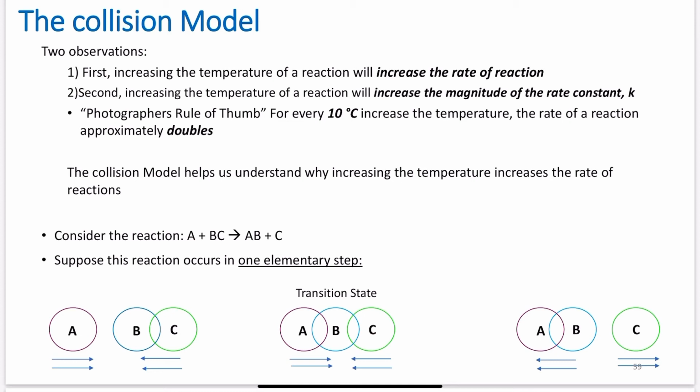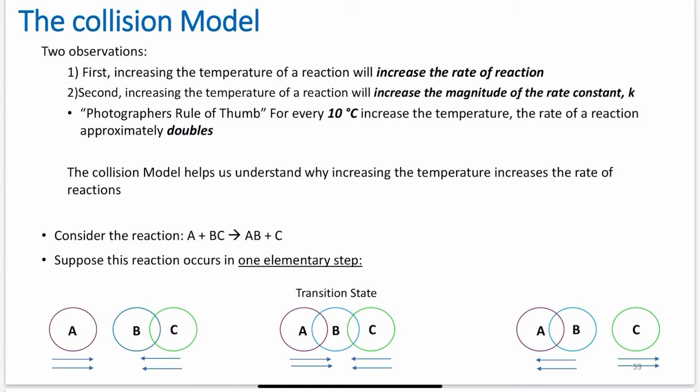A is its own individual molecule, and BC is a compound together. They come together, they react, they form AB, and then C is left off on its own. Suppose this reaction occurred in one elementary step. What would happen is particle A would come in, collide with particle BC, and undergo a transition state, and then they would leave with AB being bound together and C being by itself.